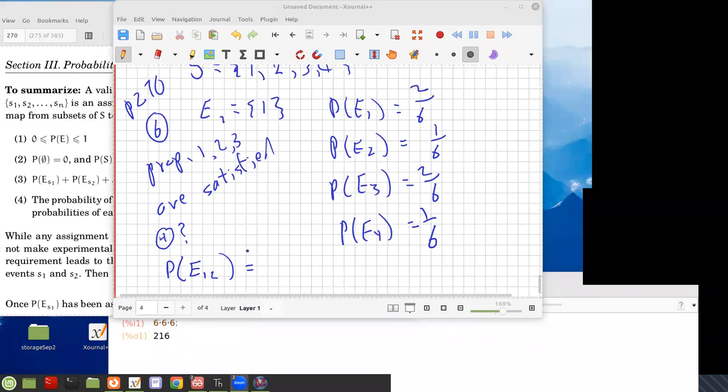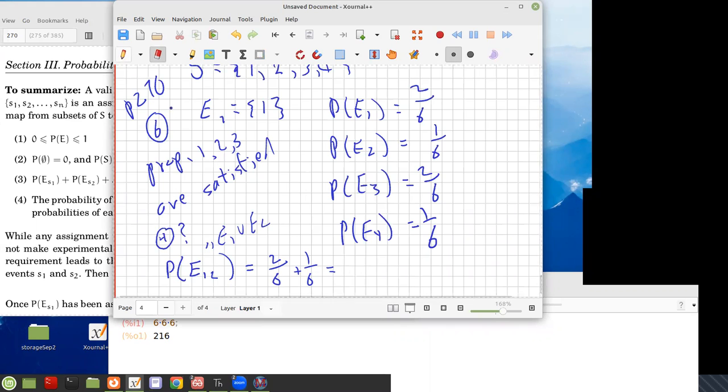Okay, so now let's just consider what this might mean. Well, it means that the probability of E12, that's either 1 or 2, would be the union. E12 is the union of these two simple events. Well, that means this probability would have to equal 2/6 plus 1/6, which equals 3/6, which is 1/2. Well, let me write this out explicitly. 3/6. That's the one problem with probability.